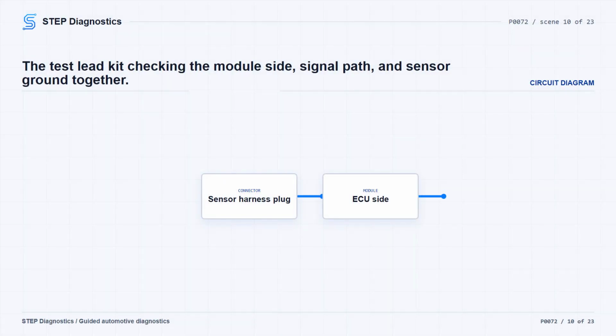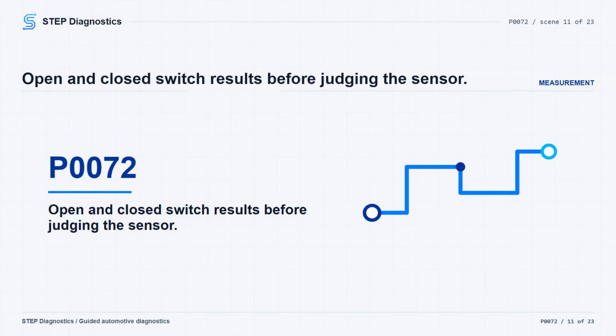A clean way to test the whole circuit is to use the electrical test lead kit at the temperature sensor connector, connected to the temperature signal and sensor ground circuits. This checks the ECU, the signal circuit, and the sensor ground circuit together to determine whether the temperature sensor is faulty. Switch the tool between open and closed while watching the scan tool. The voltage should be 5.0 volts when switched to the open position, and 0.0 volts when switched to the closed position.